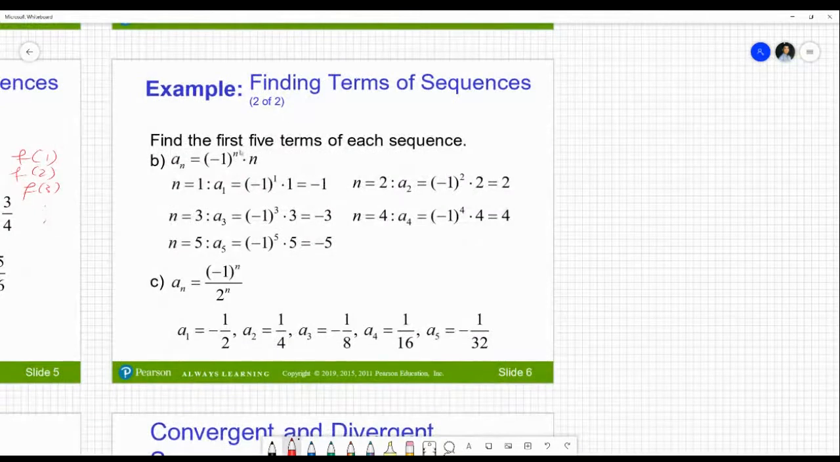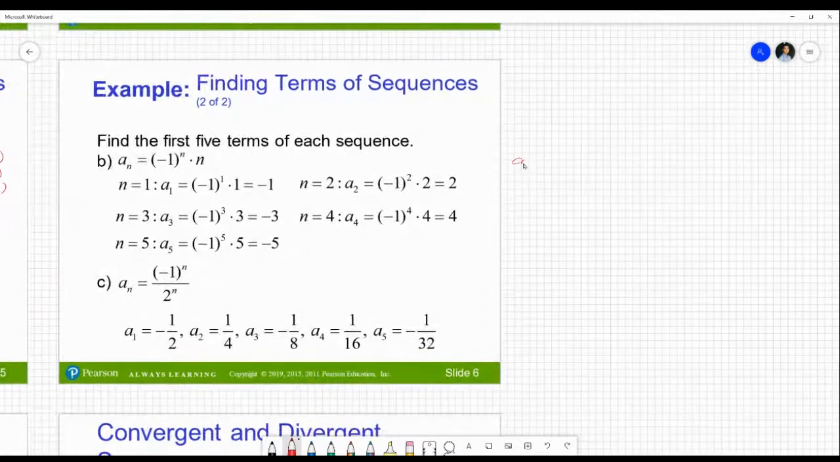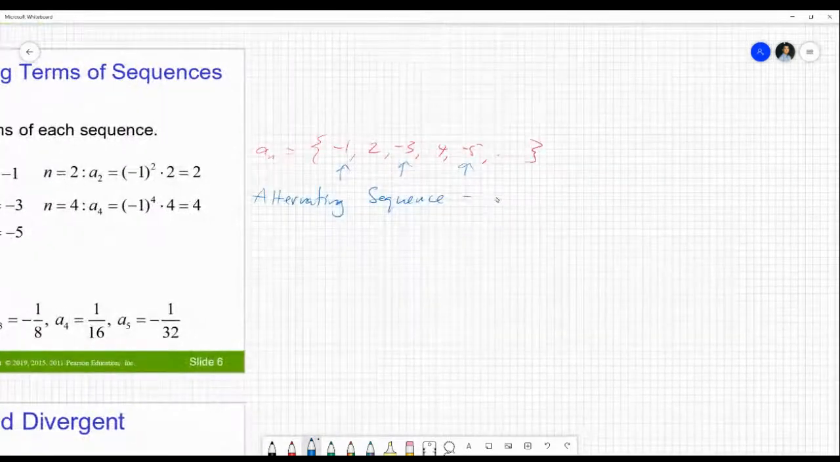Same thing here. We're going to plug in 1 through 5 to find the first 5 terms. Now let's write this out. a n equals: the first one, a sub 1, is -1. The second one is 2. The third one is -3, then 4, -5, and so forth. Now this one's a little bit more interesting because you know that the first term is negative, the second term is positive, the third term is negative, and so forth. So here we have what's called an alternating sequence. An alternating sequence alternates signs.